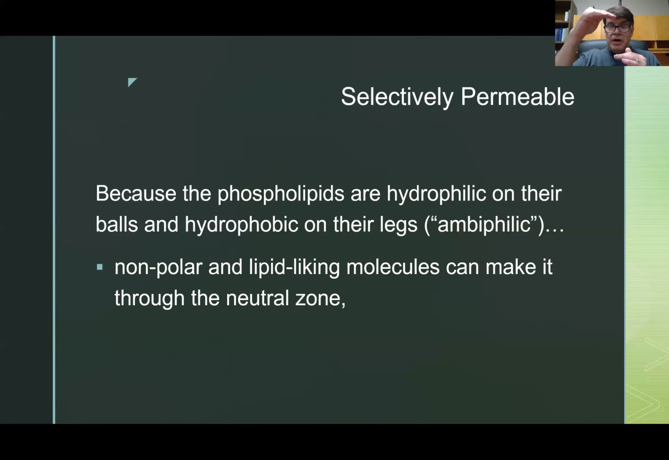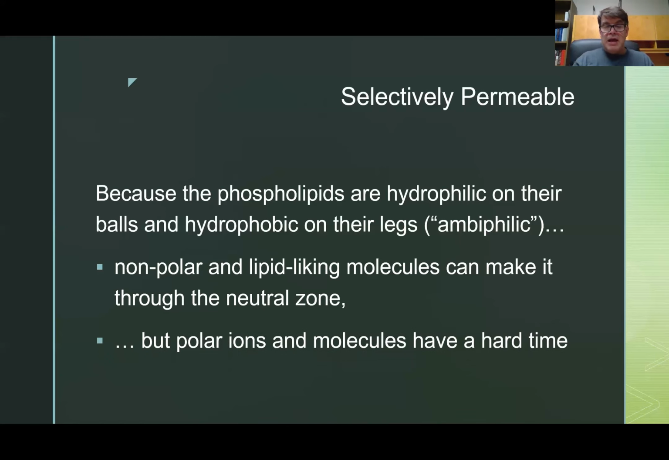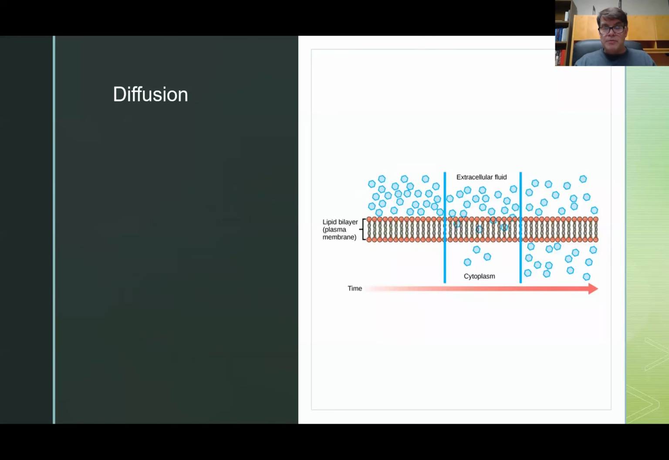So nonpolar and lipid-liking molecules, okay, you're good, come on in. They can make it through the neutral zone. But polar ions and polar molecules have a hard time. We didn't really talk about polar molecules, but just ignore me for now. Okay, that's a little bit on selective permeability. Back to diffusion. So again, here's a nice illustration.